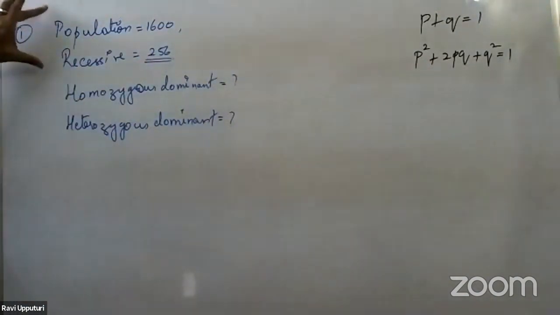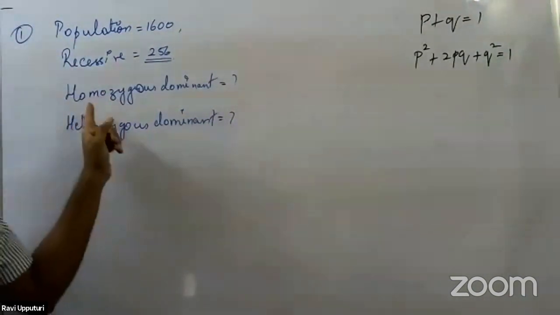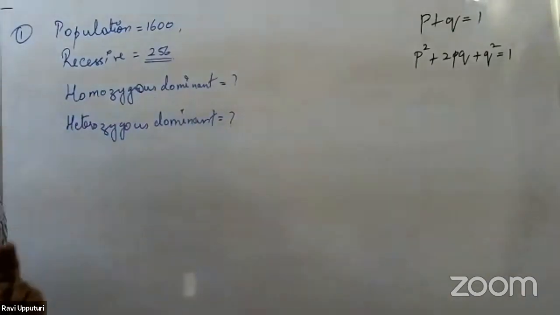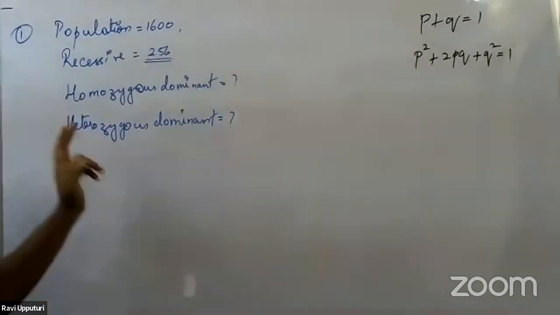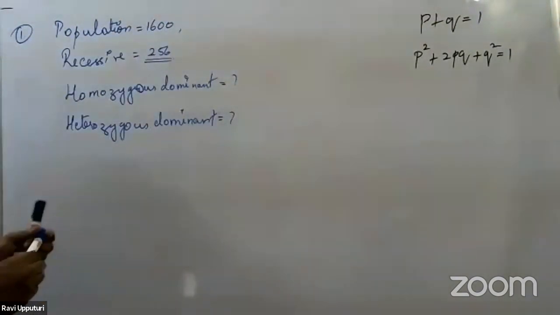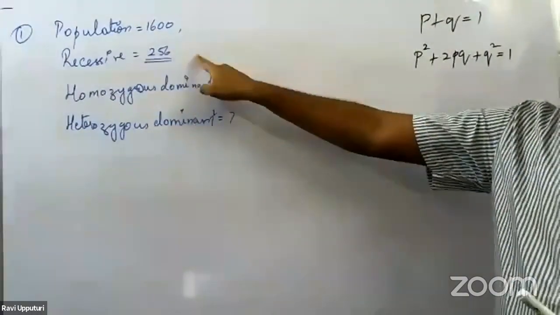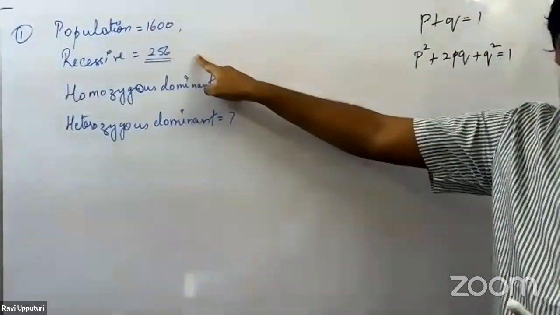Now from this data, we need to find out how many of the individuals are homozygous dominant and how many are heterozygous dominant. So what do we need to do for calculating this? Based on the data given, we have the number of recessive individuals to be 256.